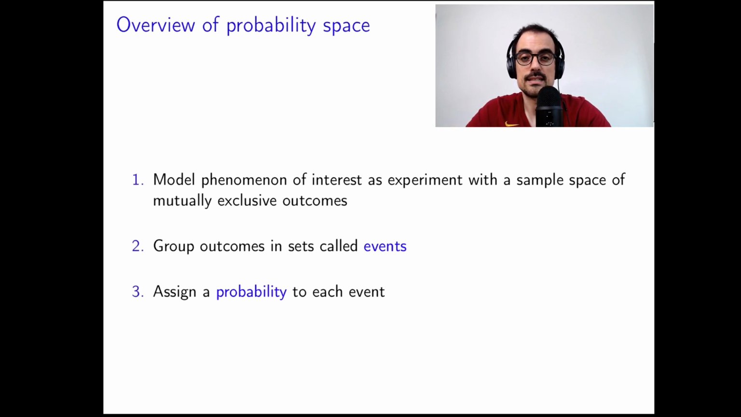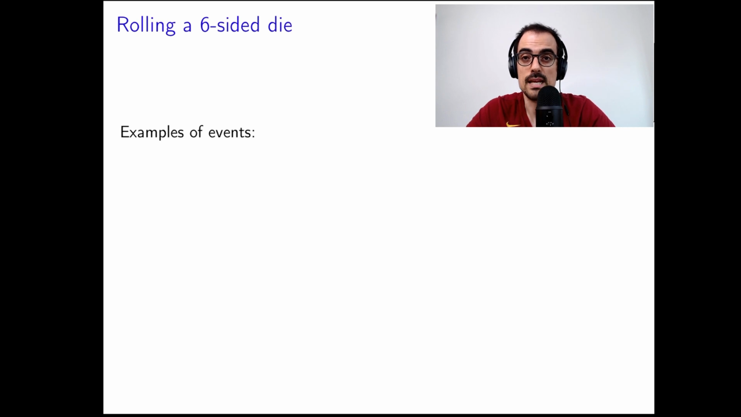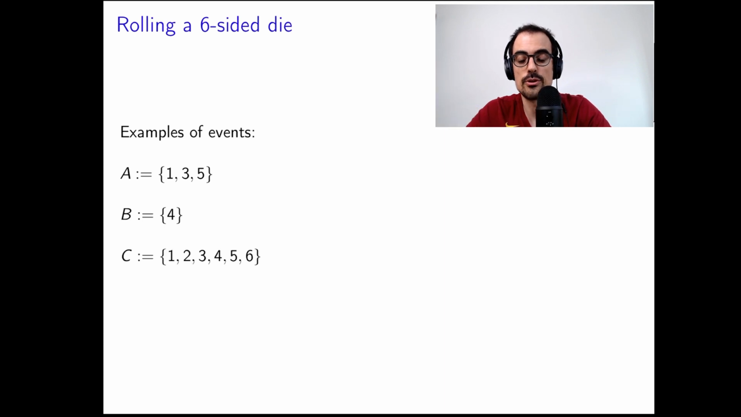Okay, so first let's give some examples of what we mean by an event. When we're rolling the six-sided die, an event could be we roll a 1, 3, or a 5. Another possible event could be we roll a 4. Another possible event could be we roll a 1, 2, 3, 4, 5, or 6. Notice that this is actually equal to the whole sample space. Okay, the whole sample space is actually an event because it's just a set of outcomes.